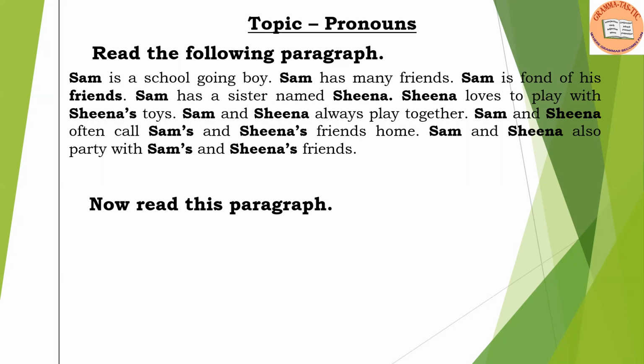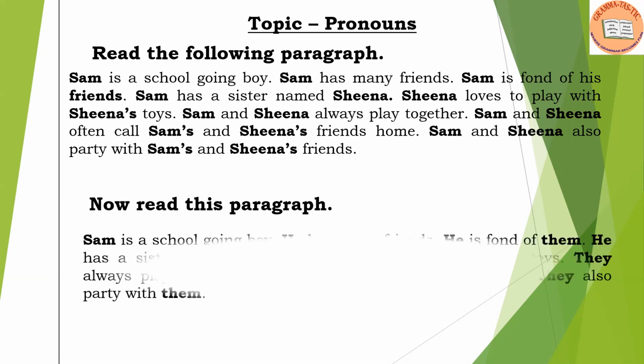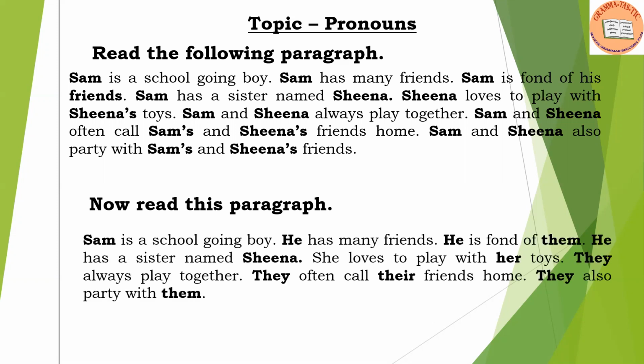Now let us look into the same paragraph but in a different way. Sam is a school-going boy. He has many friends. He is fond of them. He has a sister named Sheena. She loves to play with her toys. They always play together. They often call their friends home. They also party with them. Don't you think that the second paragraph is more decent than the first one? Here we have not repeated the names again and again.